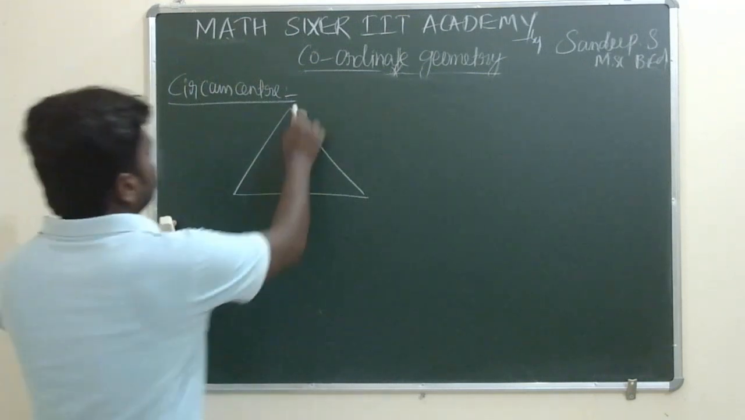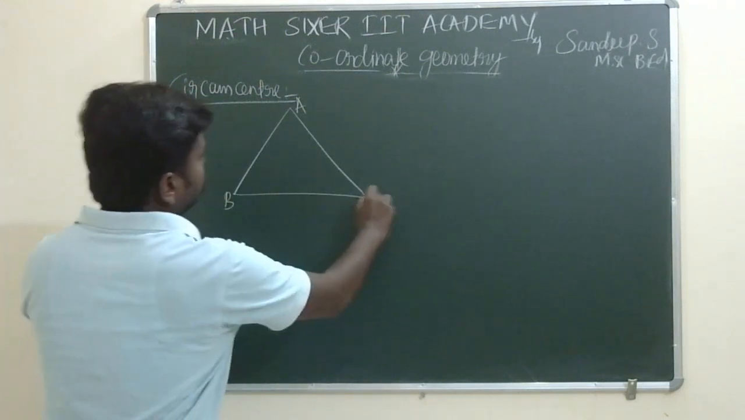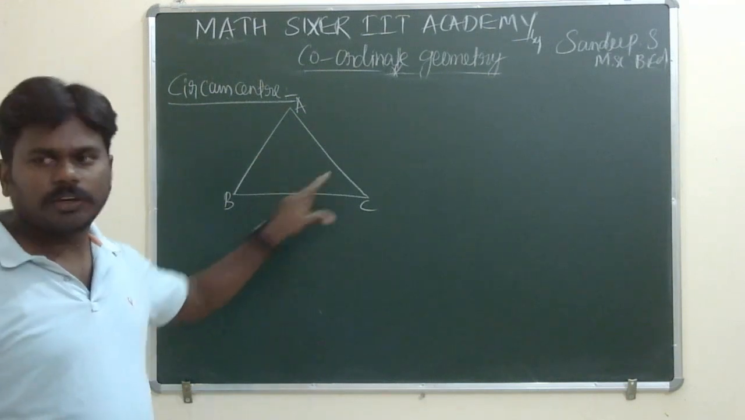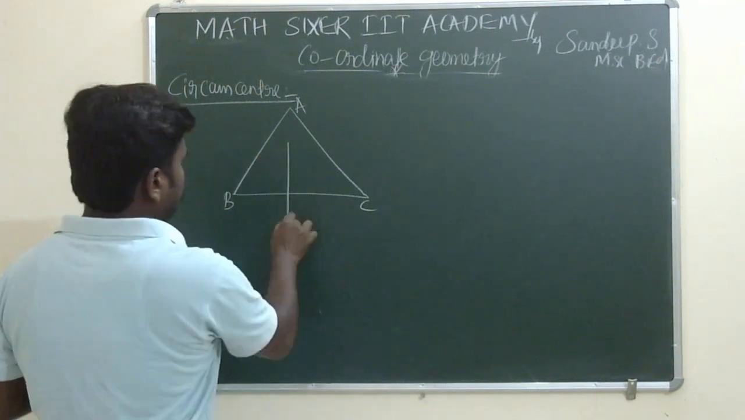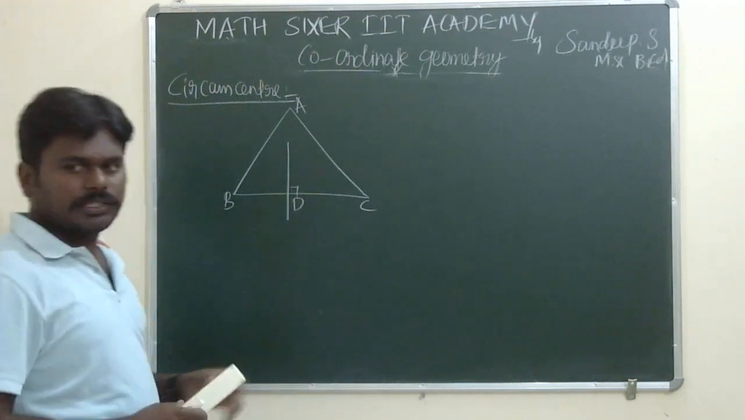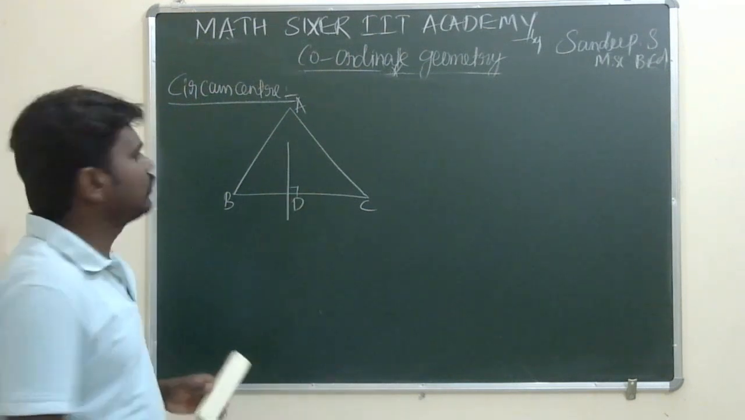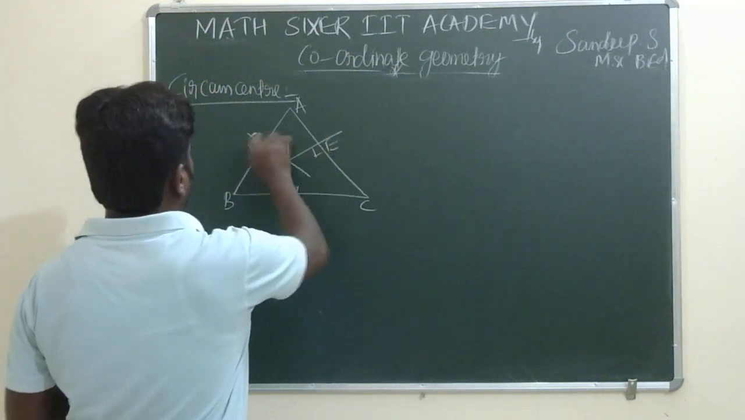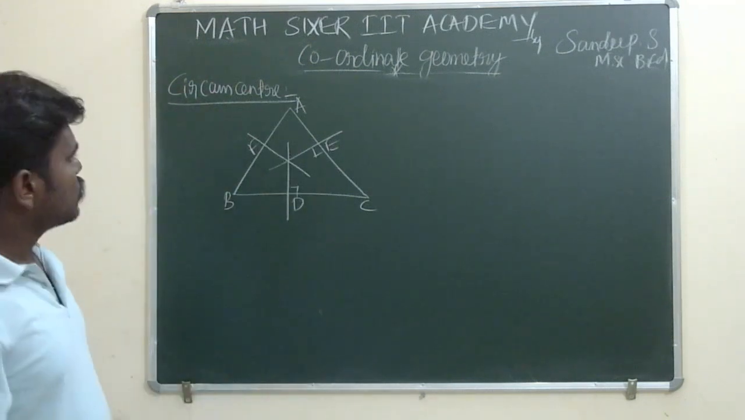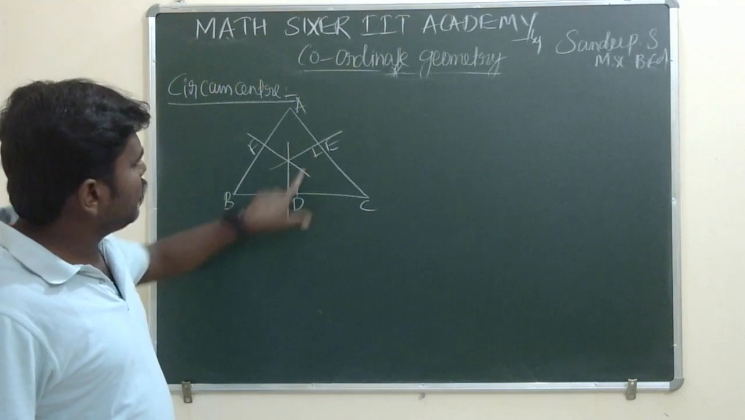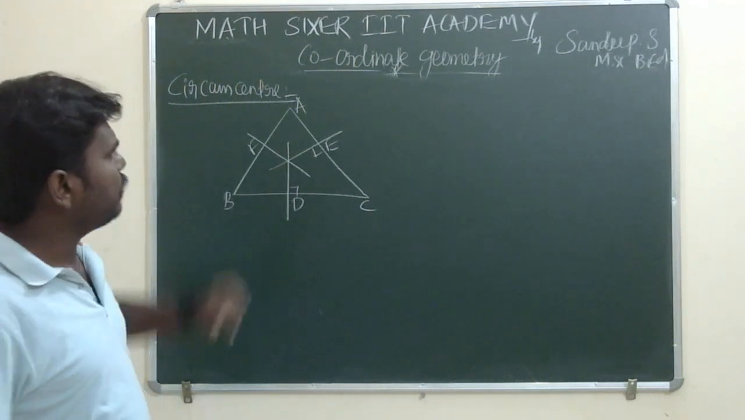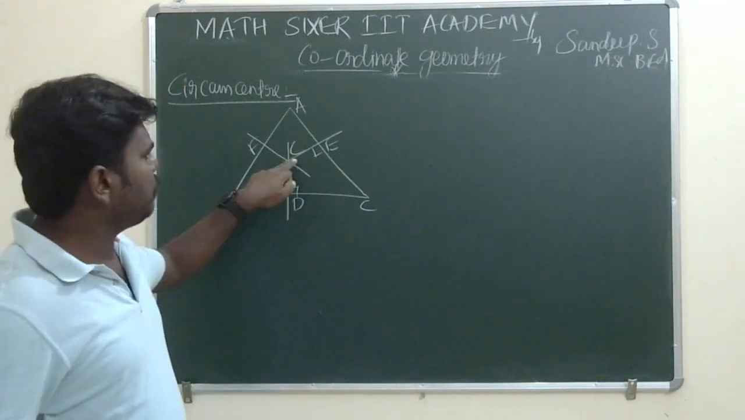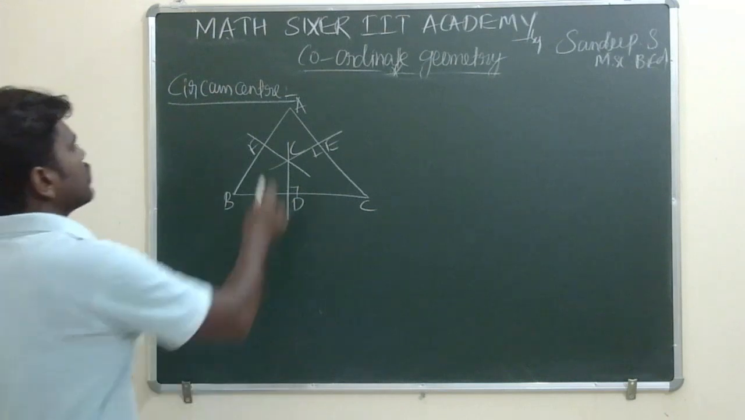So, first of all, I am taking a triangle ABC. Now draw the perpendicular bisector for all three sides. This is the perpendicular bisector, and it is bisecting and also making 90 degrees. Similarly, this you can take as E and here this is F. These are the perpendicular bisectors, and they are intersecting at one point. That point we take as C, and this is the circumcenter.